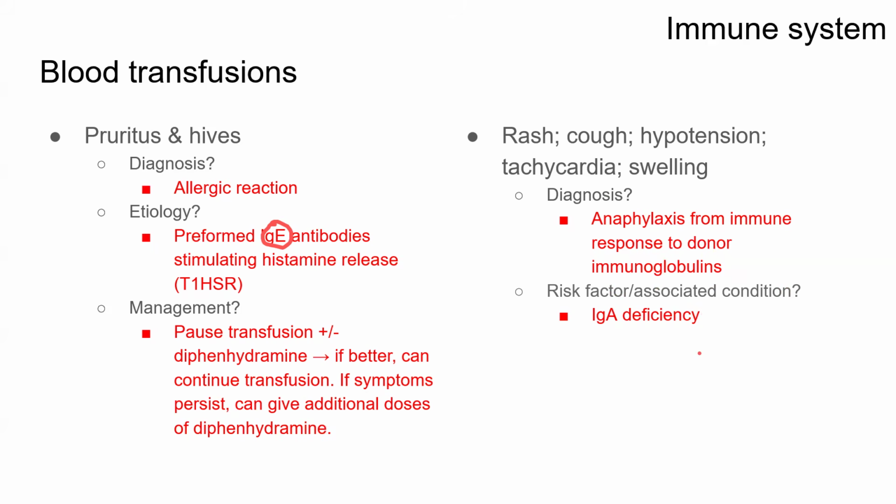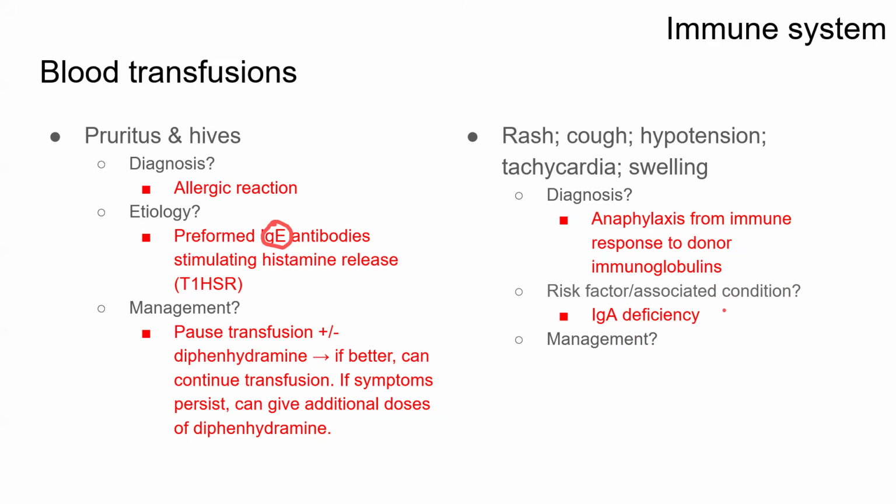Because, let's say, for example, the patient has IgA deficiency, they're obviously not making IgA antibodies. And so, kind of ironically, if they get a blood transfusion and that blood has IgA antibodies in it, the patient's immune system has never seen IgA before, so it mounts an immune response and then you get anaphylaxis.